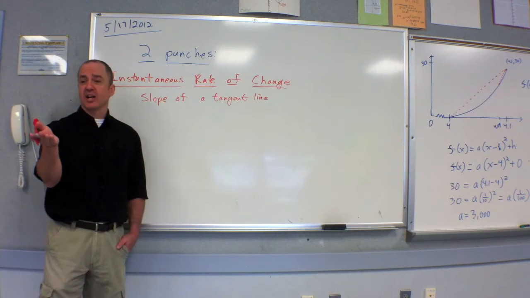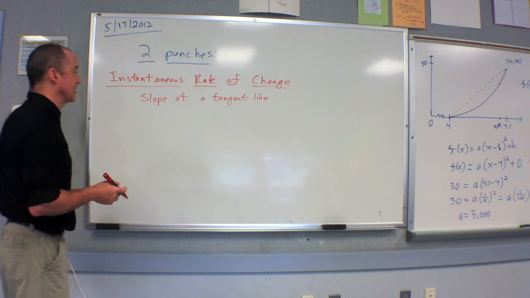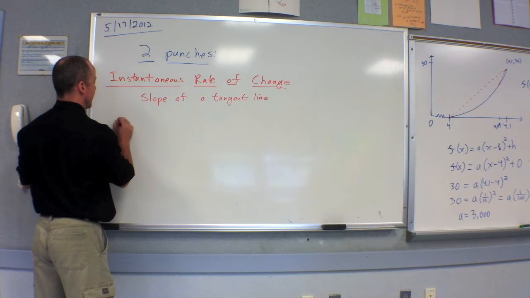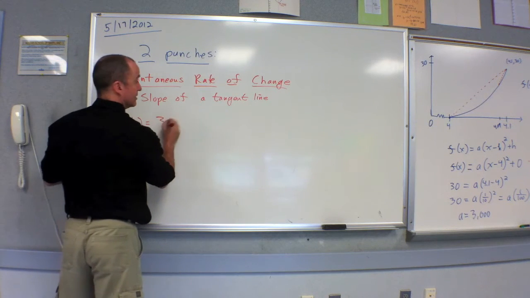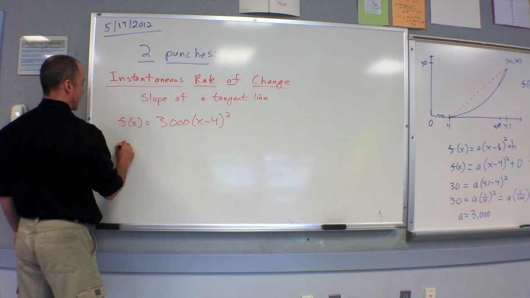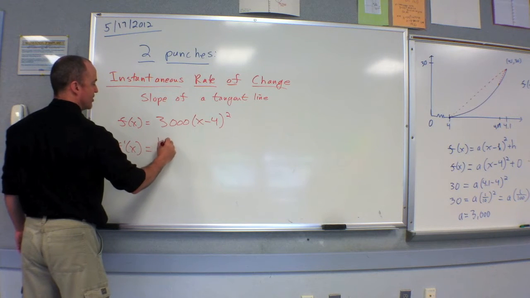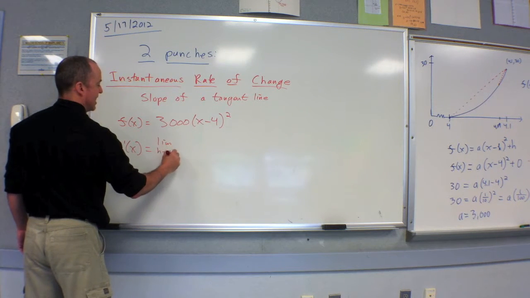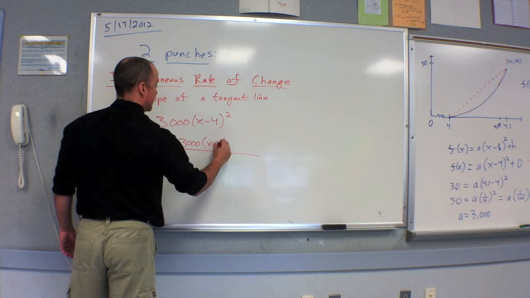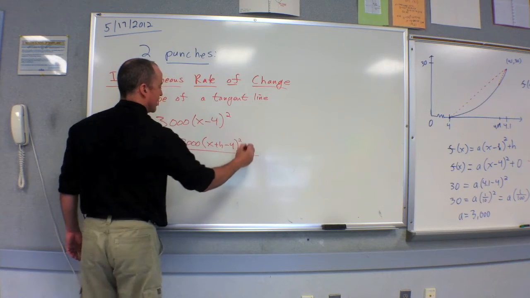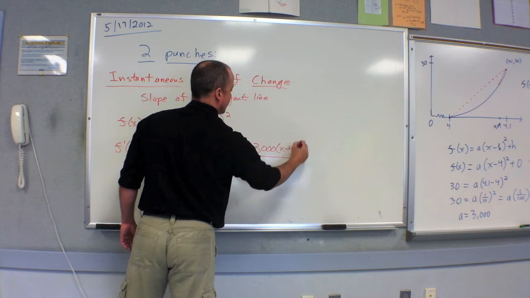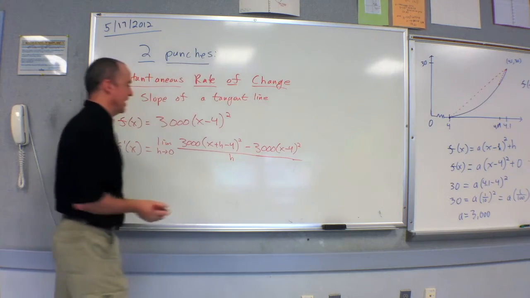If all you're looking at is a line, they're the same thing, as Joey pointed out yesterday when we were talking about this stuff. To find the slope of a tangent line, given f of x equals 3,000 (x minus 4) squared, f prime of x, I'm going to write this the long way first, is actually the limit as h approaches 0 of 3,000 times (x plus h minus 4) squared minus 3,000 (x minus 4) squared, over h.